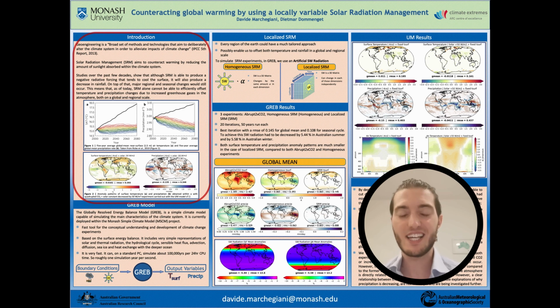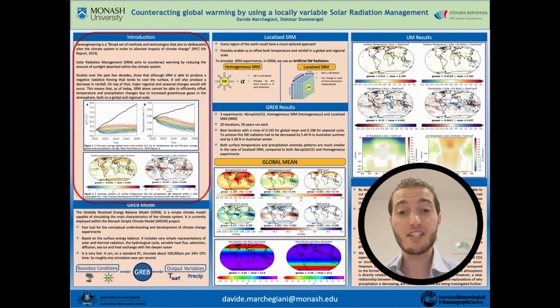In the past few decades, a lot of experiments have been carried out around geoengineering and specifically solar radiation management. Most of them show that although solar radiation management is able to somehow offset global surface temperature rise due to increased greenhouse gases in the atmosphere, it will still leave major regional and seasonal changes. On top of that, it will also produce a substantial decrease in rainfall, which is definitely something we don't like.